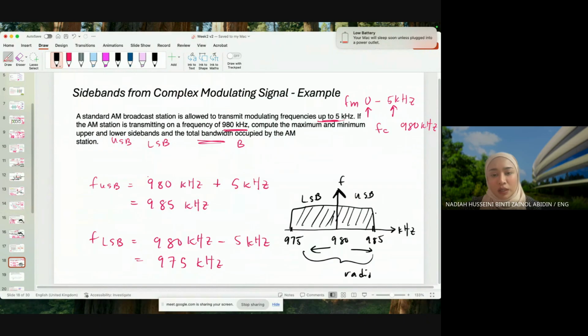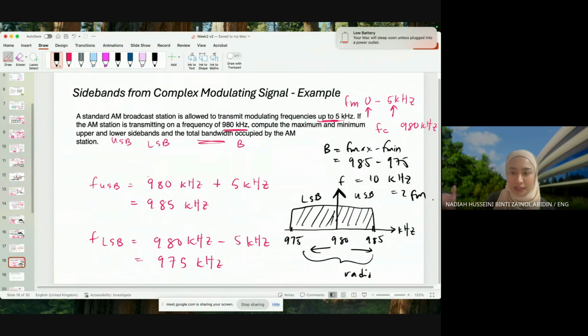Okay, so now what is the bandwidth? The bandwidth is basically F max minus F min. So that is 985 minus 975, which is 10 kilohertz, which is also 2 FM that we discovered earlier. Sorry about the bad handwriting.